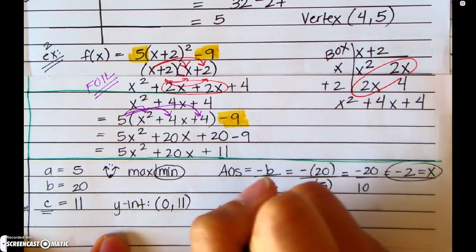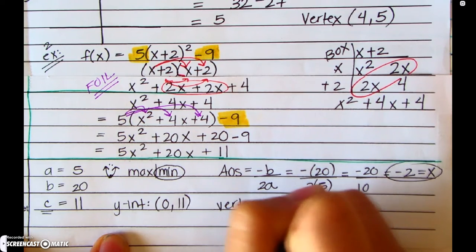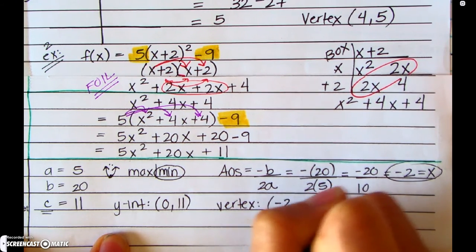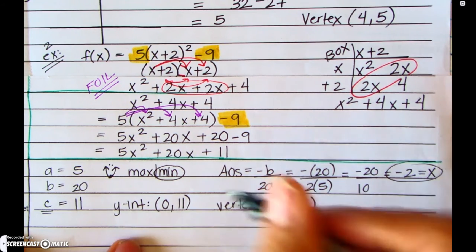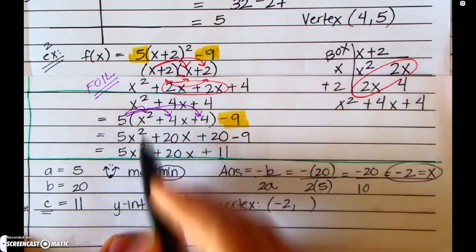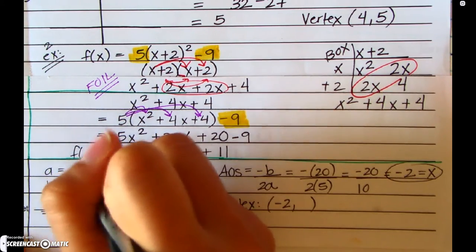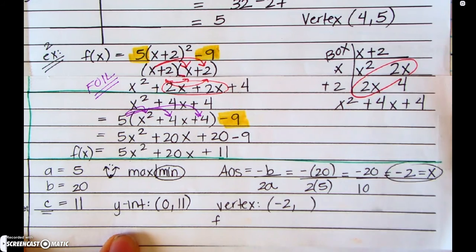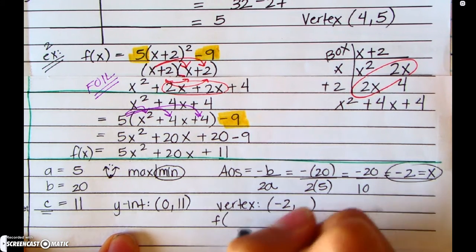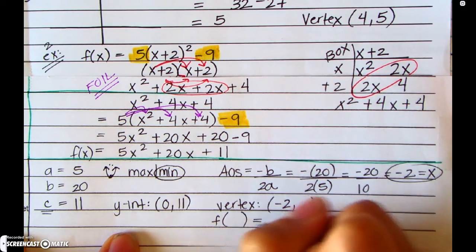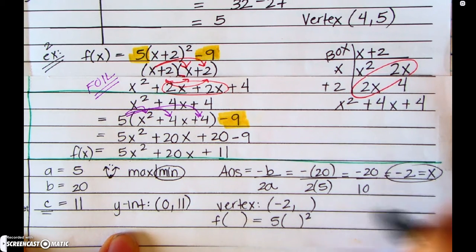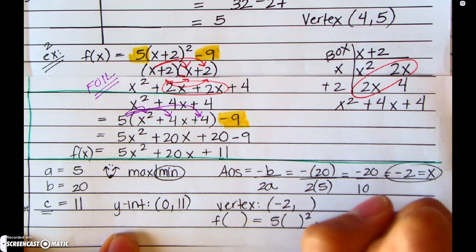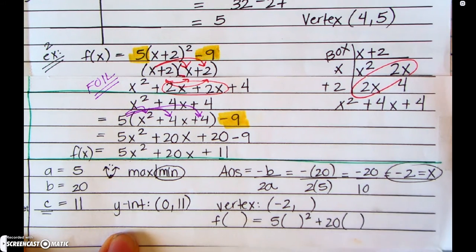Okay, now that you have your axis of symmetry, this helps you find your vertex. Your vertex is going to be negative 2, comma, and then we have to figure out what the y value is. So you go back to your original equation, f of x equals 5x squared plus 20x plus 11, and you're going to substitute in negative 2 wherever you see an x. So instead of x squared, we're going to have negative 2 squared. Instead of 20x, we're going to have 20 times negative 2, and then at the very end, add 11.